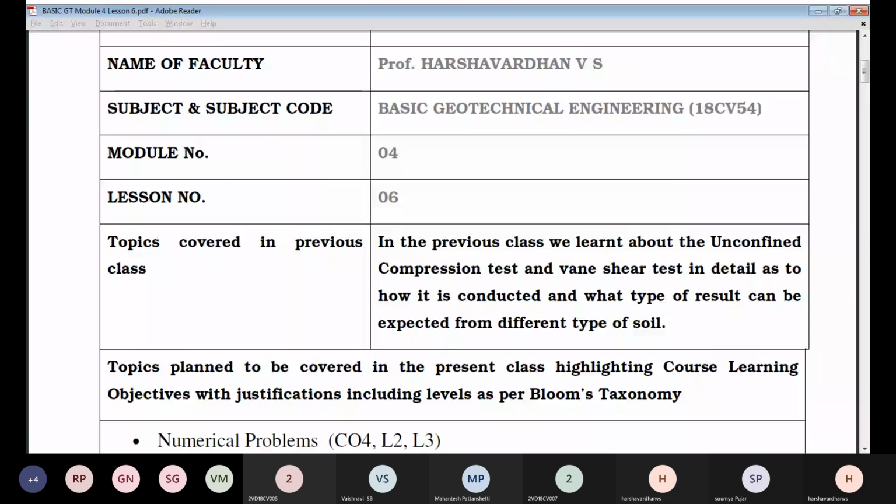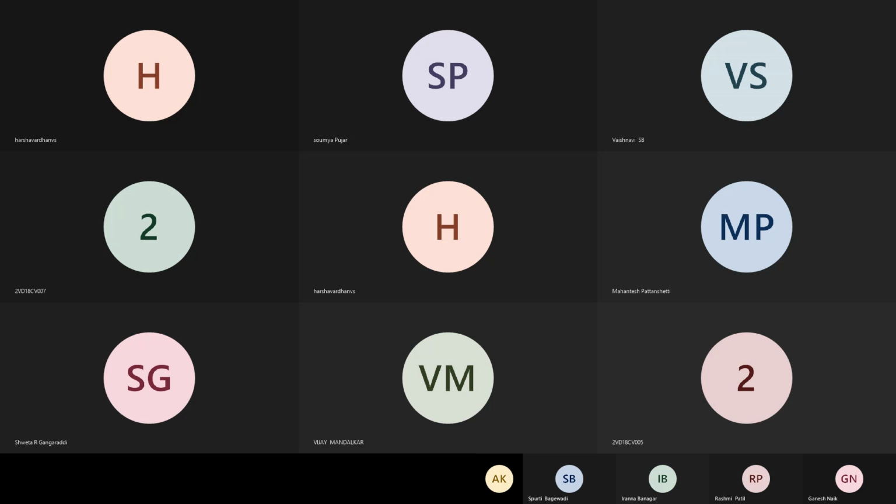most of the problems we will be solving are based on the laboratory tests. So you should remember all the laboratory tests, if not the procedure, at least the concepts. What load was applied in which direction, and what was measured, and how the things are plotted on the graph.